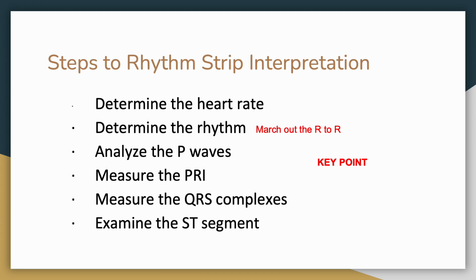Okay, so there are some steps that you do need to know to measuring a rhythm strip, okay? The first thing we're going to do is determine the heart rate, then the rhythm, then we're going to analyze the P waves, measure the PR interval, measure the QRS complexes, and examine the ST segment.